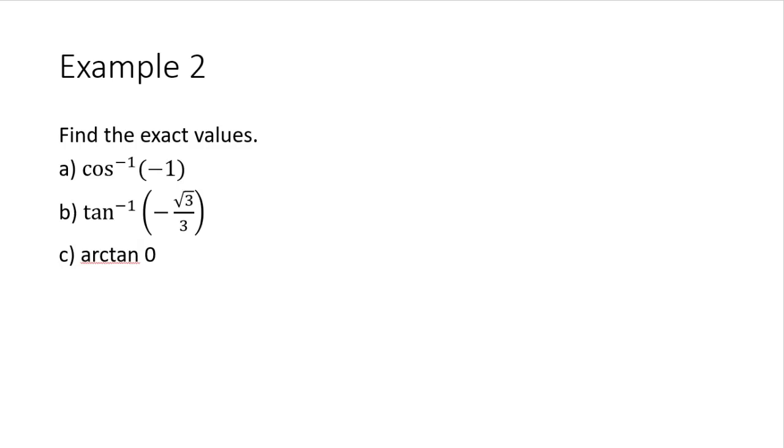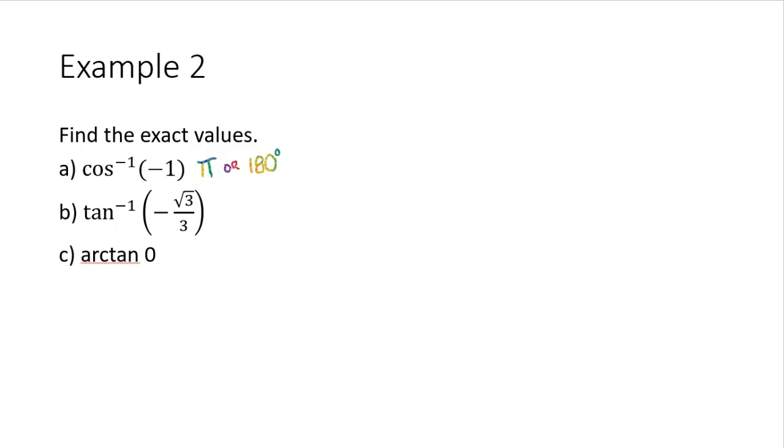Example 2, find the exact values. Part A, inverse cosine of -1. Again, using the unit circle, we will be looking for the angle or angles where the cosine is equal to -1. In other words, where the x-coordinate is equal to -1. And that just happens one time, and that is at pi or 180 degrees.